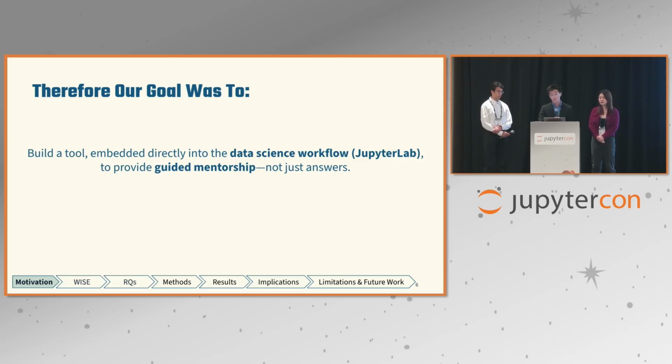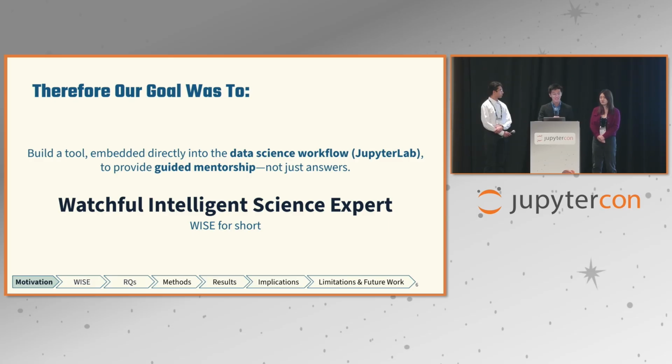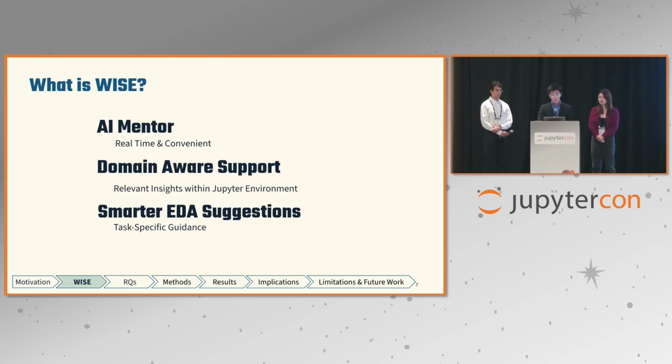This brings me to our tool, which we call WISE, the Watchful Intelligent Science Expert. WISE is a powerful AI mentor designed to guide data scientists through the ambiguity of early stage analysis, offering expert-level domain-aware insights, smarter EDA suggestions, and task-specific support right inside your notebook. It helps you make sense of messy data sets, identify unusual patterns, and interpret complex domain-specific columns, all while reducing the barriers to exploration. So even if you lack background knowledge or domain expertise, like the example I mentioned before with biology, with WISE by your side, you can approach any EDA with clarity and confidence.